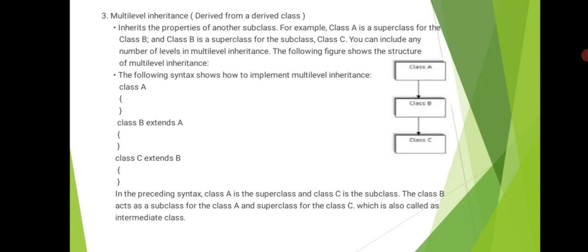So indirectly A's features are also inherited by C. In general we say grandfather, father and son: the son has the features of the father, and the father has the features of the grandfather. So indirectly the grandfather's features are included in the son. In the preceding example, class A is the superclass and class C is the subclass. Class B acts as a subclass for class A and a superclass for class C, which is also called an intermediate class, right? This is about multi-level inheritance.